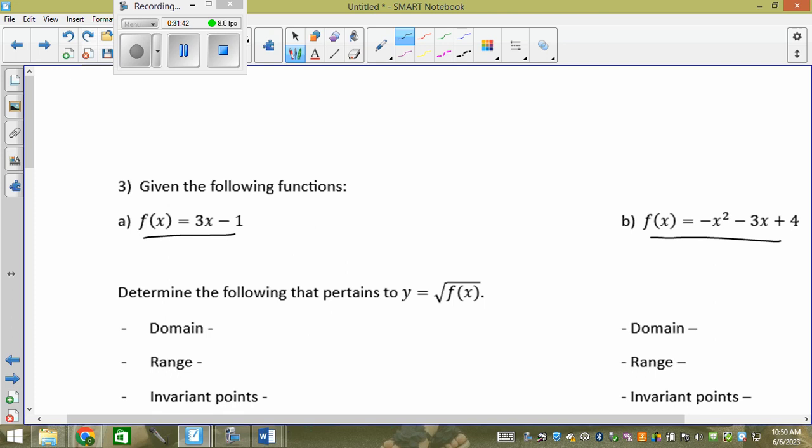Entire thing. Where do invariant points happen when you square root? What y values never change? 0 and 1. So only for this lesson, you guys will get it mixed up. You'll say, oh, the invariant points when I go from one transformed radical to another is 1 and 0. No, it's not. This only happens when you square root the entire function.